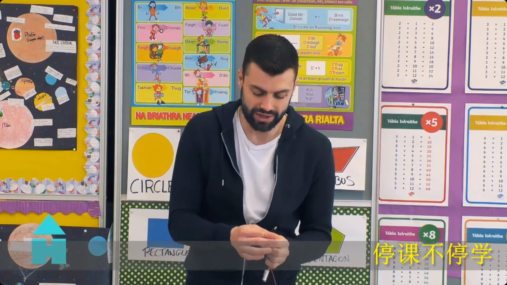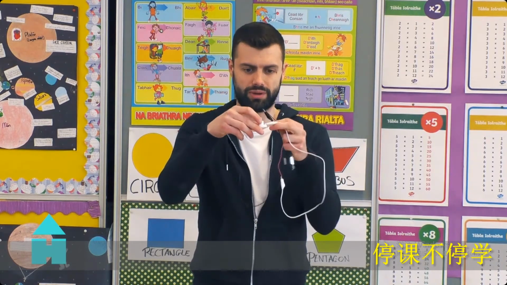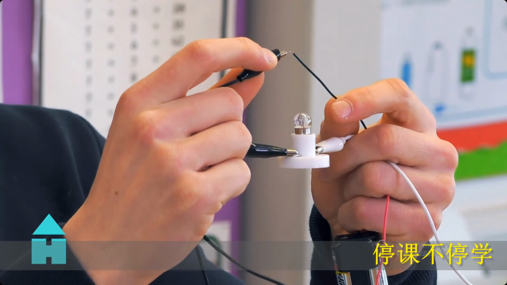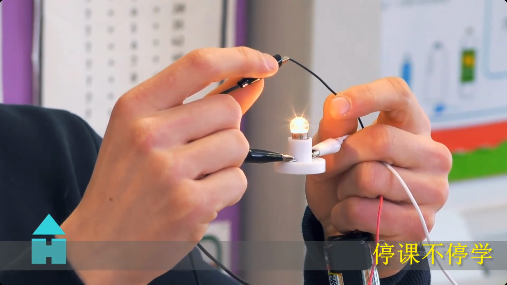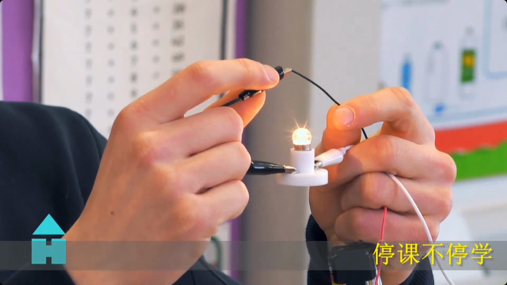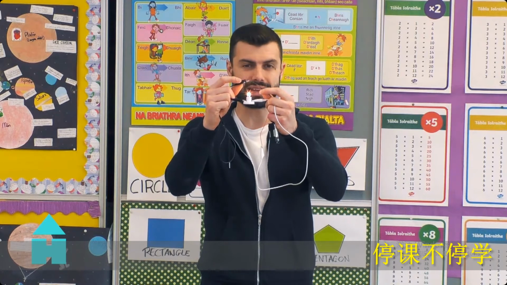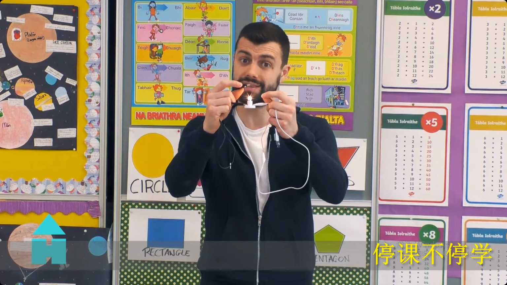Now, when I connect these two wires, this light bulb should light up. Here we go. Hey, it works! Look at that. Okay, now we have a fully functioning circuit. Let's add some more things into our circuit to find out which ones are conductors and which ones are insulators.